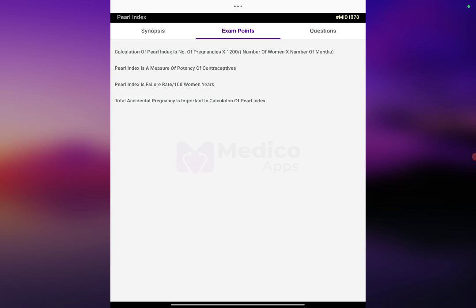Calculation of the Pearl Index: the number of pregnancies multiplied by 1200, divided by the number of women multiplied by the number of months. It is a measure of the potency of contraceptives. It is a failure rate per 100 woman-years. Total accidental pregnancies are included in the calculation of the Pearl Index.